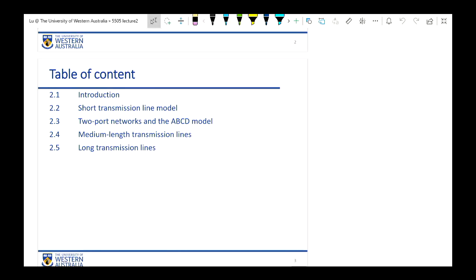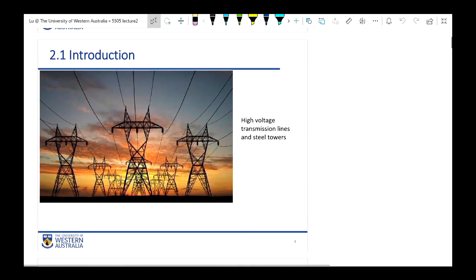That is the two-port networks and the ABCD model. That is the abstract mathematical model for all these three transmission line cases. Okay, this is about the contents for chapter 2. Picture starts and story starts.